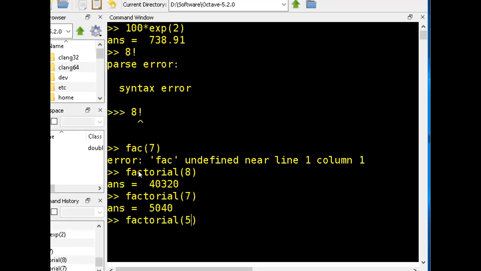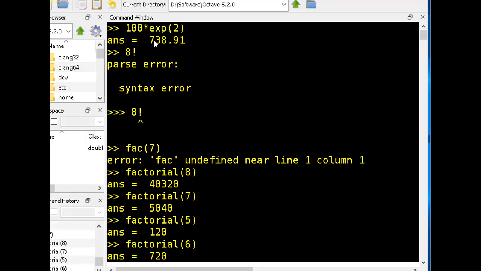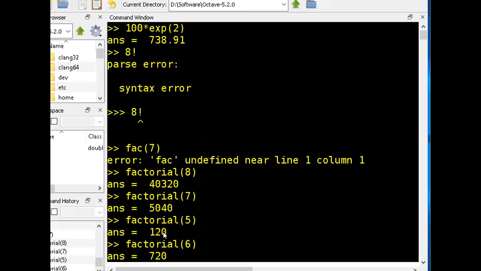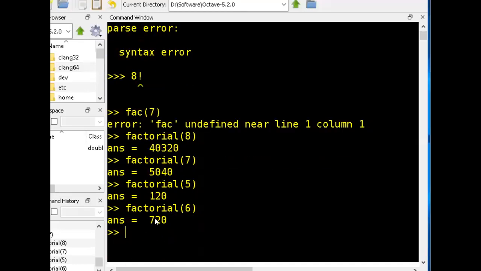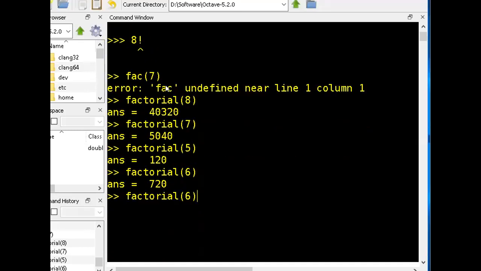Choose X, 5, 6. All right, here this value is 738 point something, but we get, yeah, so factorial 6 is 720. We're pretty much close. So definitely factorial 7. Yeah.